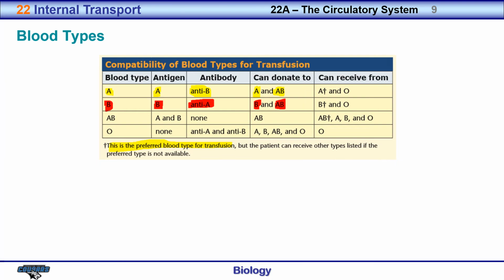Now, from whom can you receive it? Obviously, again, B is the preferred one, and then O for the very same reason as it was back in A, because blood type O has no antigens, so blood type B will be fine with that.